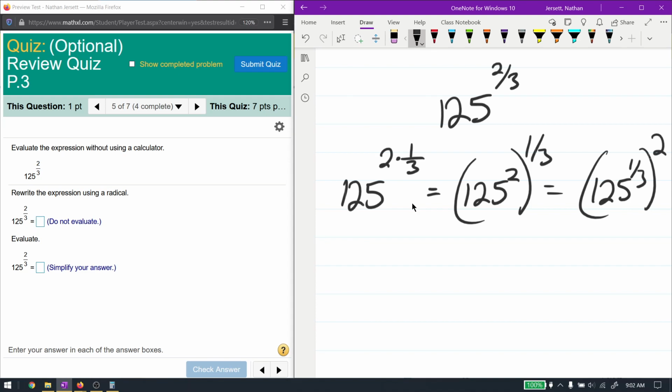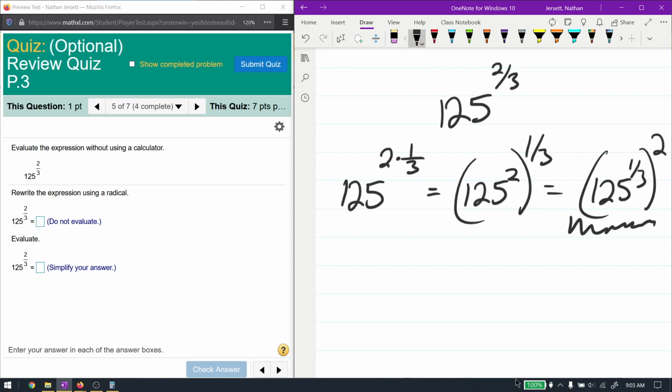To simplify this down, there's actually an easier way of doing it than the other way. In general, it's easier to take the radical first and then square it. That's because radicals make smaller numbers. Because a power to a power is multiplication, these are all the same thing. You can write them either way, and they all give you the same number in the end. However, this form is a little bit easier.